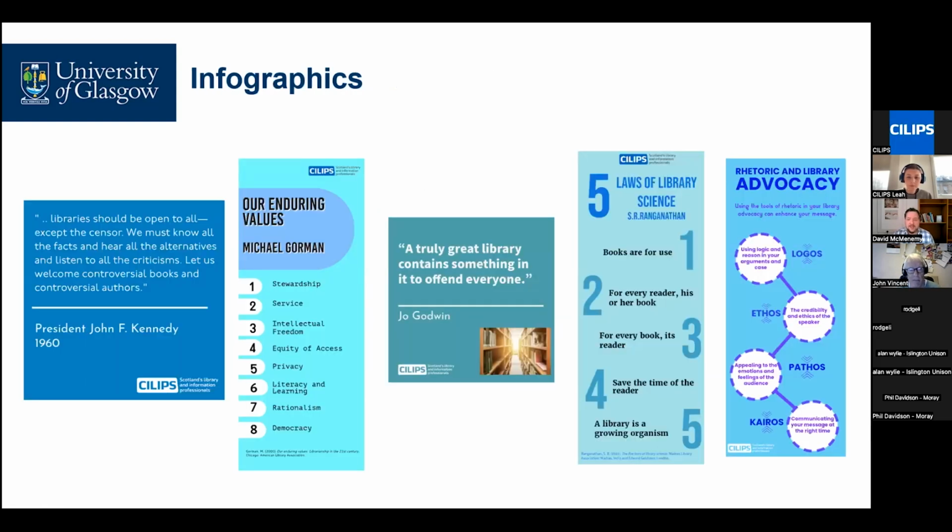So the infographics, there's a handful of infographics. I tried to extract what I thought would be practically useful ones. So 3 of them could work quite well, I think, as bookmarks. So I've extracted Gorman's 8 Enduring Values, Ranganathan's 5 Laws of Library Science, as well as the one on the far right, which talks about rhetoric and library advocacy, so how you would use the different techniques of rhetoric to apply within libraries. I've also pulled a couple of quotes which are quite well used, but I think are quite useful.